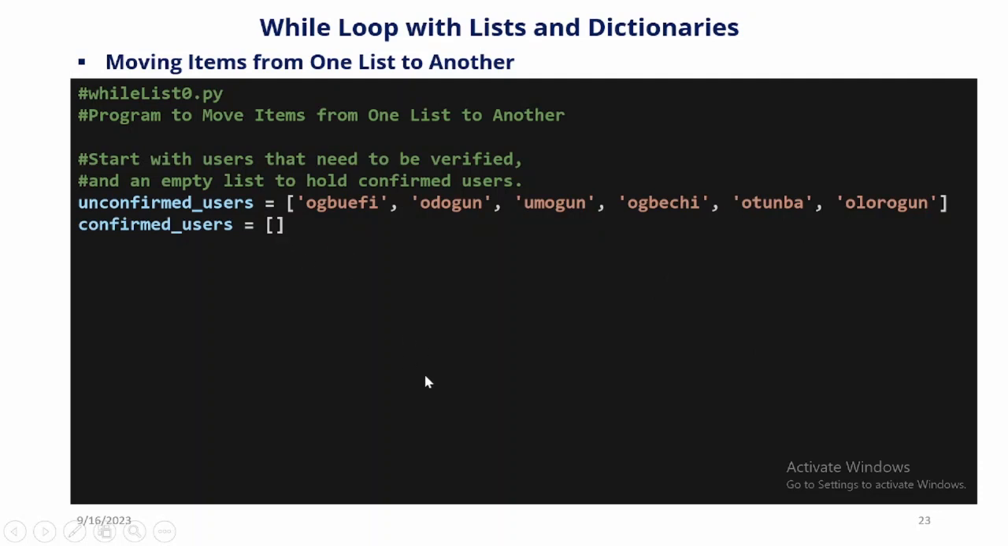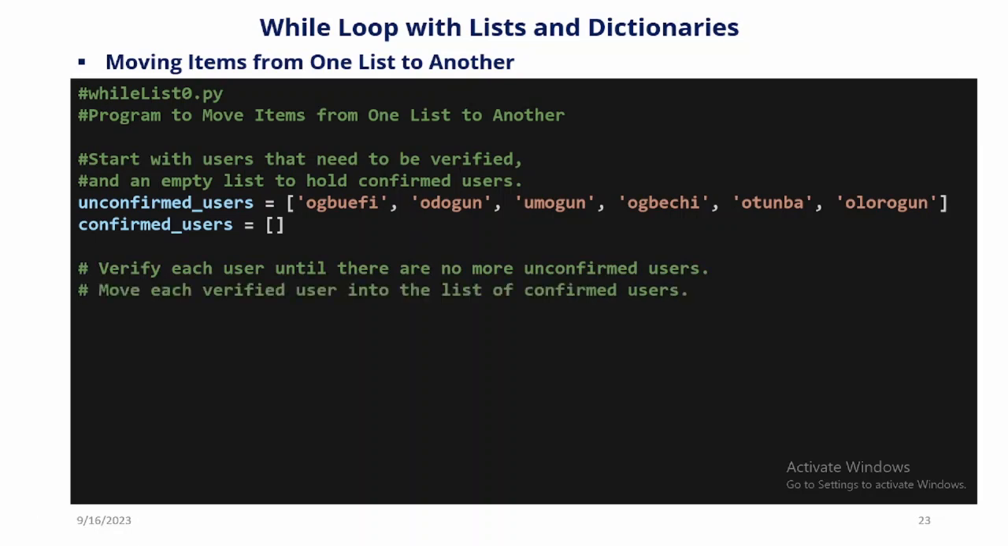So we want to move items from the list of unconfirmed users to the list of confirmed users using a loop. We will verify each user until there are no more unconfirmed users, which means we will move every item in the unconfirmed users list to the confirmed users list. So while the confirmed users list becomes full, the unconfirmed users list becomes empty.